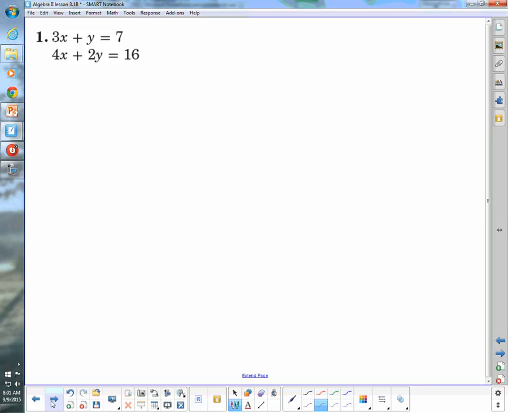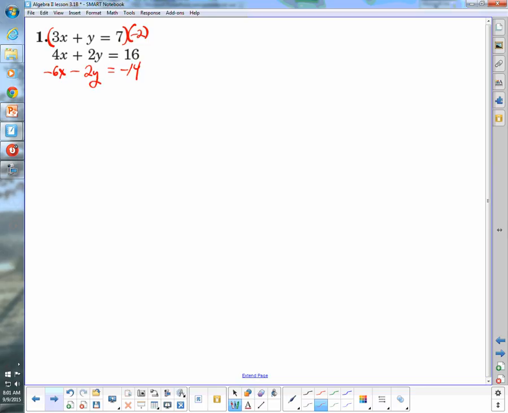Now, you've got to put some thought into this, and when I'm looking here, I'm seeing that if I would simply take this first equation and multiply it by negative 2, then that would make this y right here into negative 2y. You'll see why we want to do this in a second. So I'm going to multiply this entire first equation by negative 2. That's going to get me 3x times negative 2 is negative 6x. y times negative 2 is negative 2y. And 7 times negative 2 is negative 14.